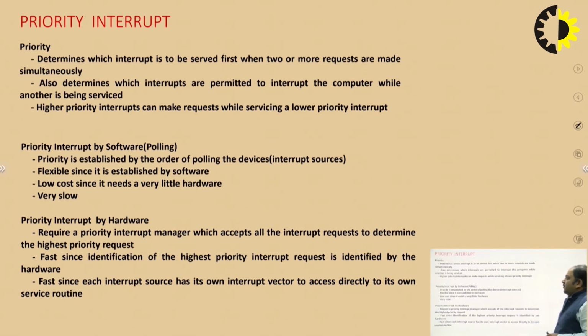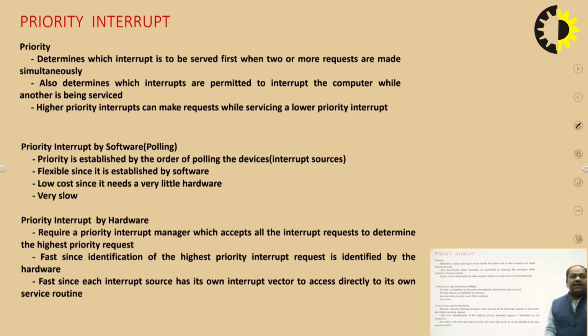There is another type of interrupt which we call a priority interrupt. So what is priority? Priority interrupt means which interrupt needs to be served first. Priority determines which interrupt is to be served first when two or more requests are made simultaneously. It also determines which interrupts are permitted to interrupt the computer while other work is going on.